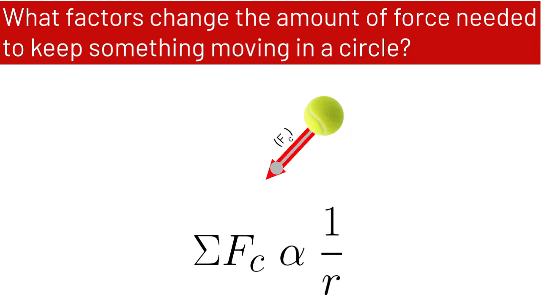And for another example, the tennis ball with a much shorter radius, the force is much greater to keep it spinning. You can see the force vector is very long for the tennis ball with a really short string, because the force necessary to keep the tennis ball swinging is much higher for a shorter radius, because it's 1 over the radius. So the smaller the radius is, the greater the force necessary to keep it spinning.